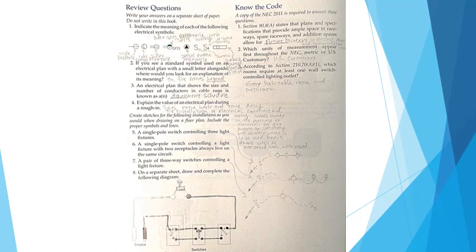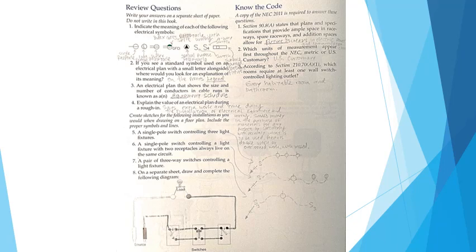Moving on to the Know the Code section. Number 1, section 90.8(A) states that plans and specifications that provide ample space in raceways, spare raceways, and additional spaces allow for future increases in electric power and communication circuits. Again, that is in section 90.8(A), towards the beginning section of the NEC, in this case the 2011.